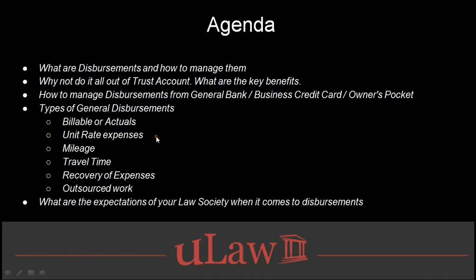Then we're going to cover the types of general disbursements. We have some examples that we've used to outline, to use as an agenda. So right from your billable to your unit rate, such as fax, you have mileage. Travel time is a very common, often used type of disbursement, especially if you're traveling from, let's say, one city to another for a court.